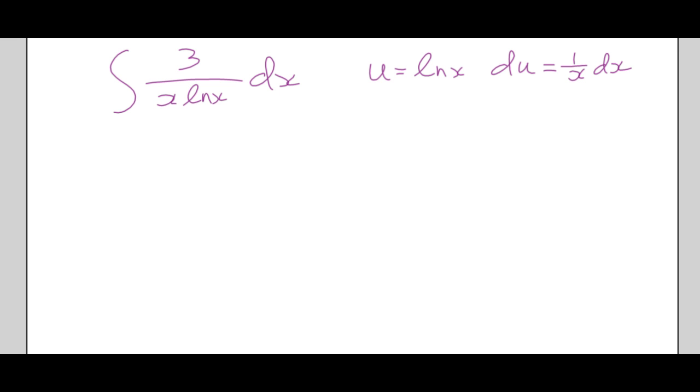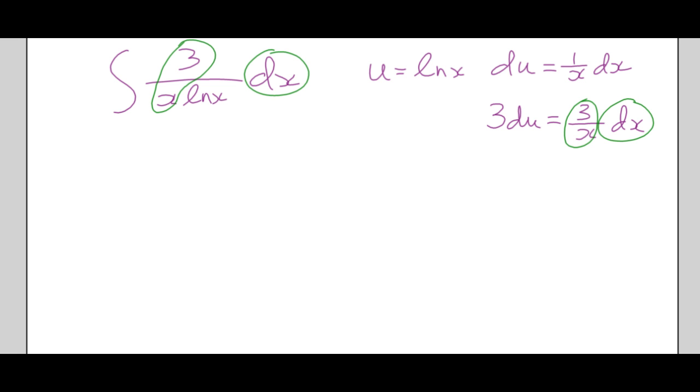But what have we got in the original? We really have kind of a 3 dx, right? Like 3 over x dx, right? So if I say 3 du, that'll be equal to 3 over x dx, right? So everything circled in green can be replaced by du, and we're left with 1 over ln x, right?